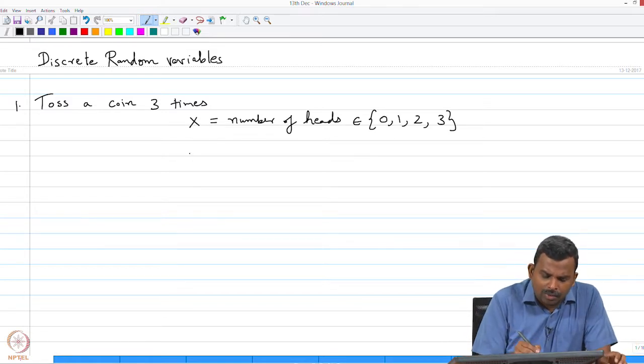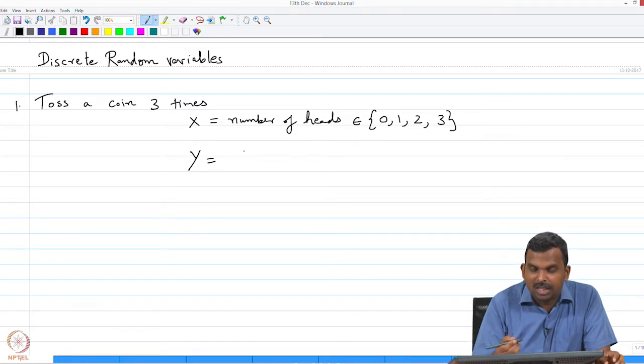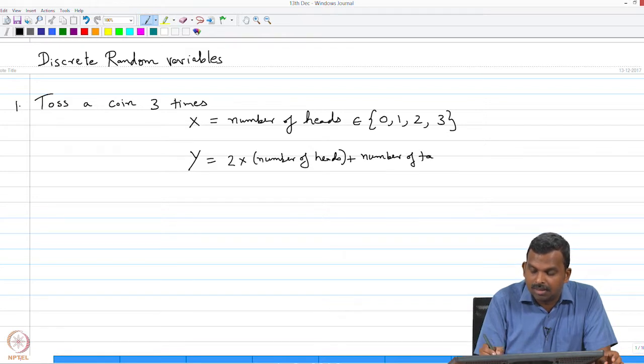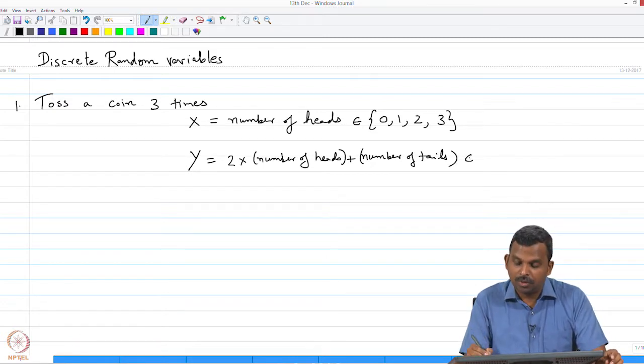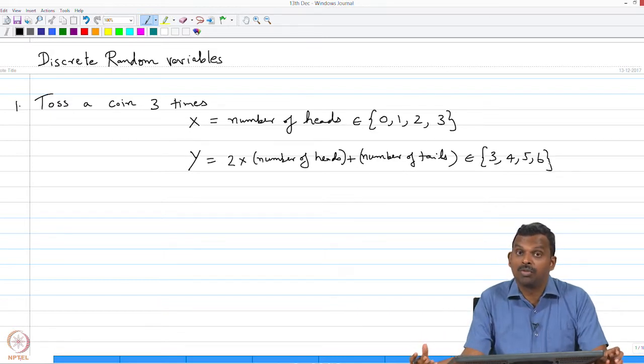For instance, I could define a random variable Y, which is, let us say, I mean, you can come up with so many different definitions. For instance, 2 times the number of heads plus the number of tails, let us say. Okay. So, this, if you actually carefully look at the possibilities, this will actually take 3, 4, 5 or 6. This will be the number of values that it will take.